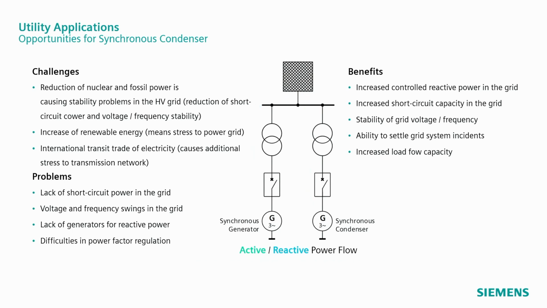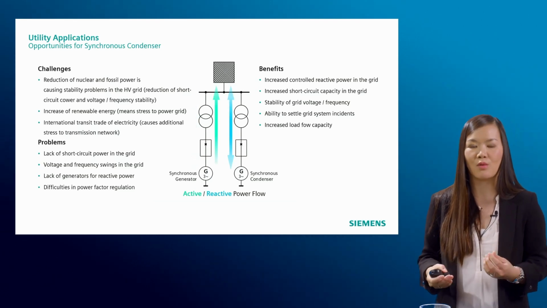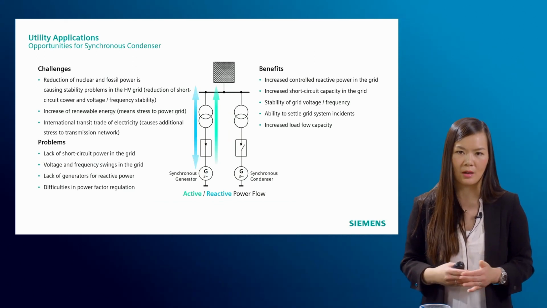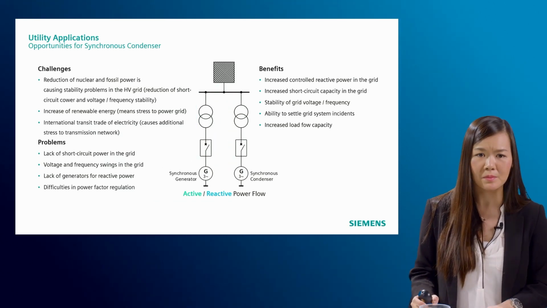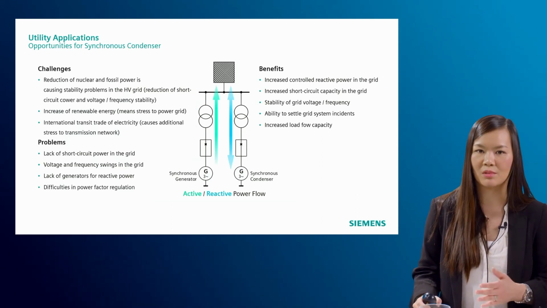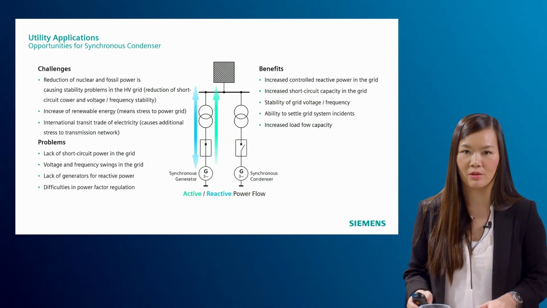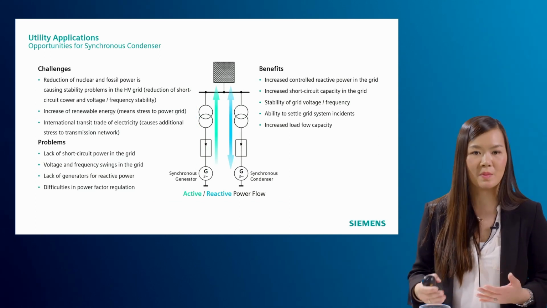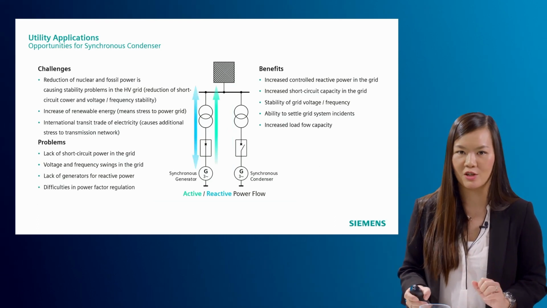So all of these challenges and problems ask for a solution of how to solve these kind of problems. There are different solutions right now in the market dealing with these problems. For example, of course, you can use a synchronous condenser. You can use a transformer combination to solve these power factor regulation issues. And also there are different kinds of capacitor banks to solve the power factor issue.